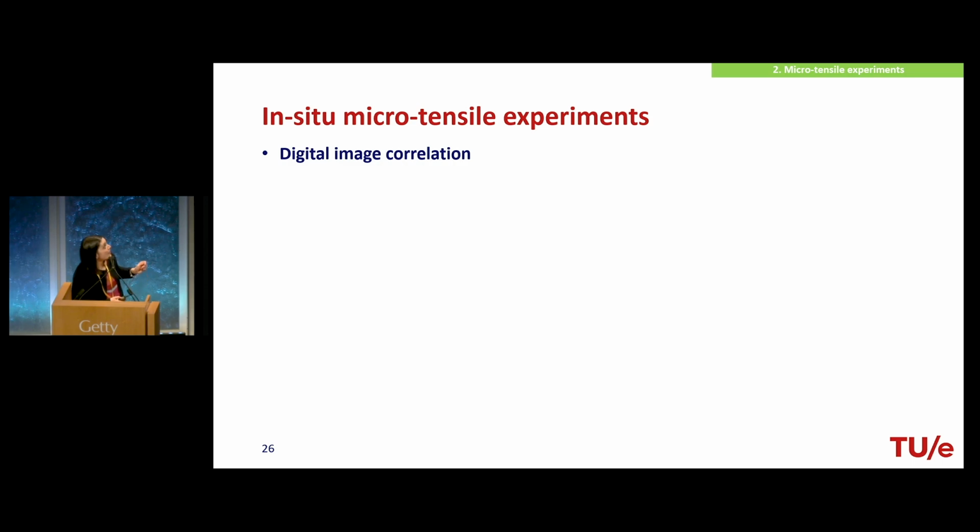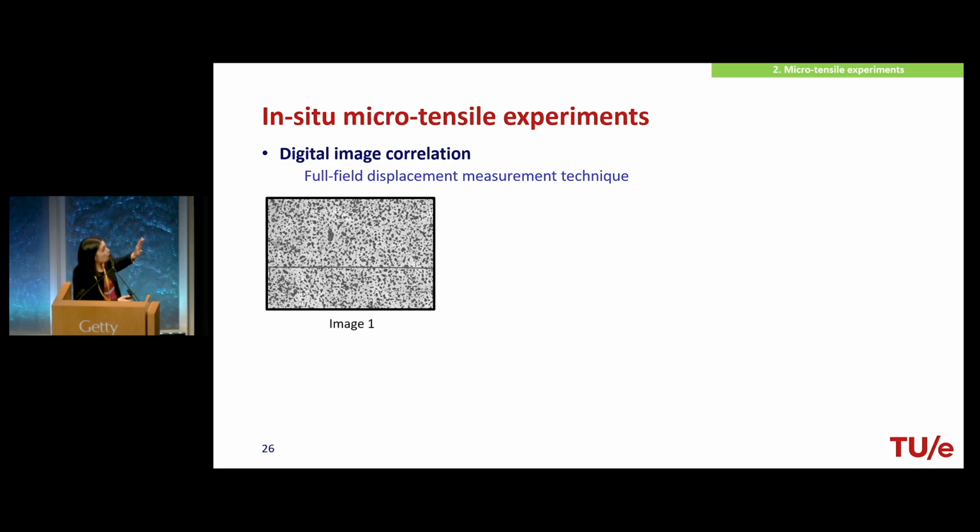Okay, so now just a few details on the technique that we use to correlate the images. We have already seen a presentation this morning. So digital image correlation is a full field displacement measurement technique that works in the following way. Basically, it calculates the displacement by comparing images that are taken before the deformation and after the deformation. So I show you an example.